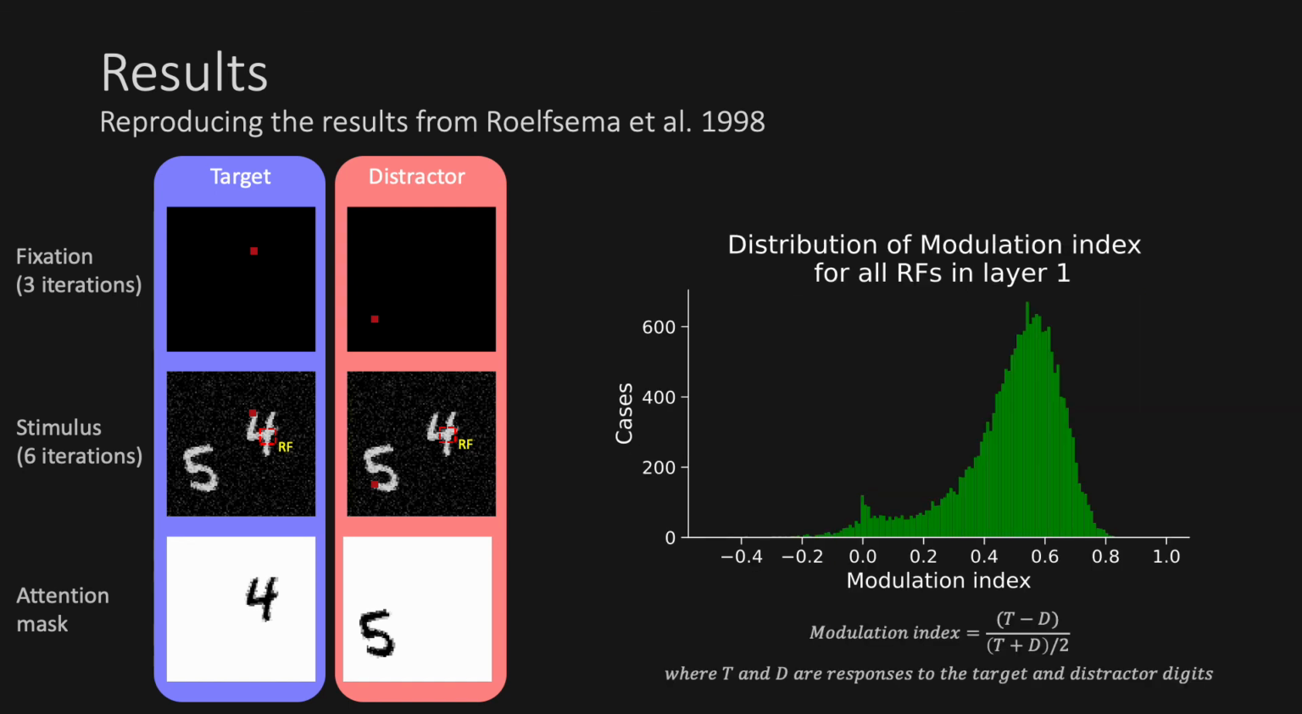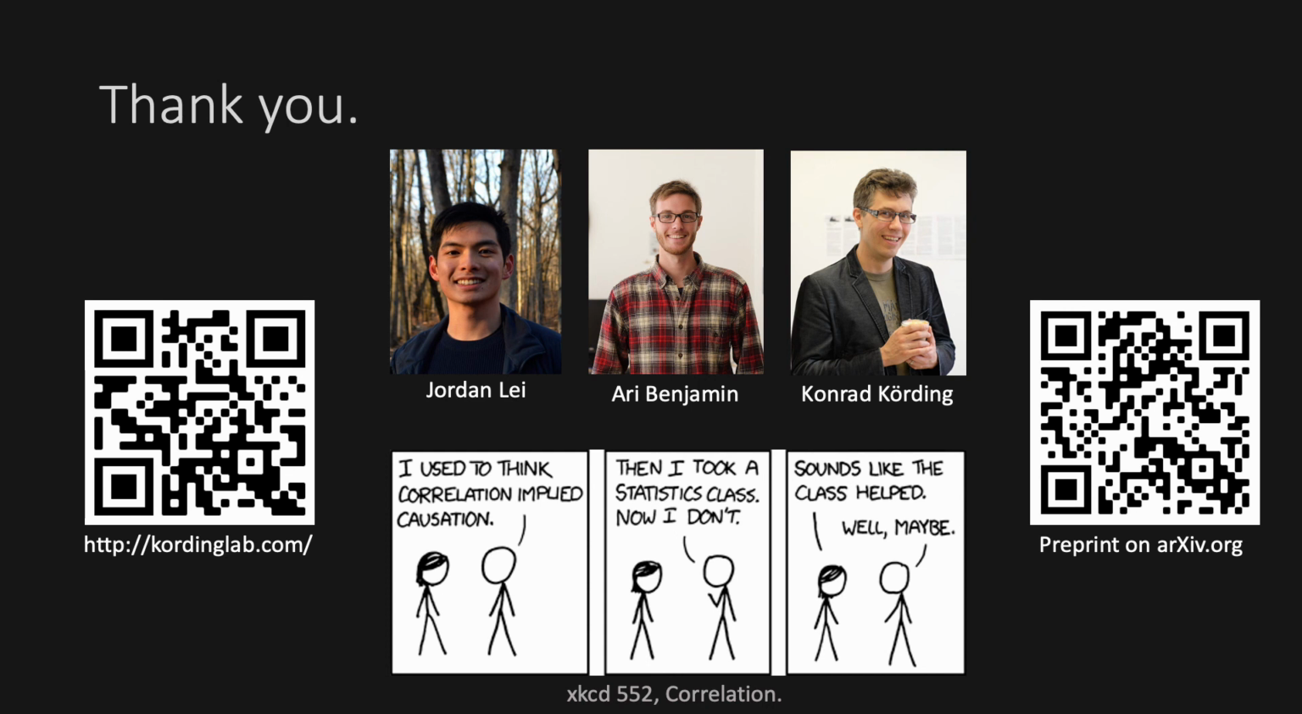We then reformulated the activity of all the neurons in layer 1 in all the receptive fields and put them in the modulation index, and we could see that the neurons are almost always positively modulated when they are part of the target digit. Of course, we did more analysis, and Jordan even worked on the COCO dataset, so I would invite you to look at the preprint. We will update it soon with more analysis included.